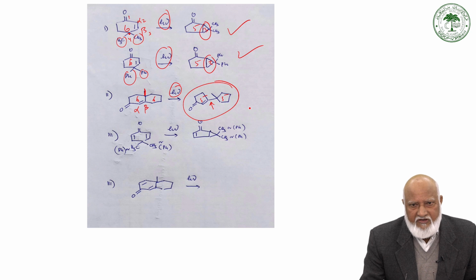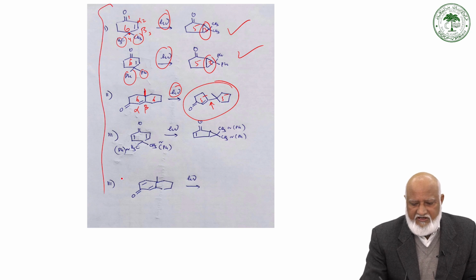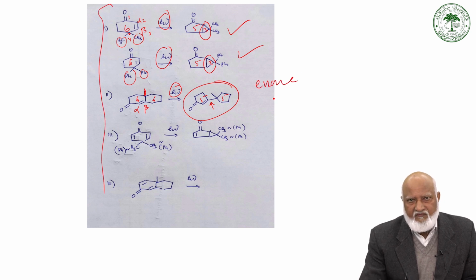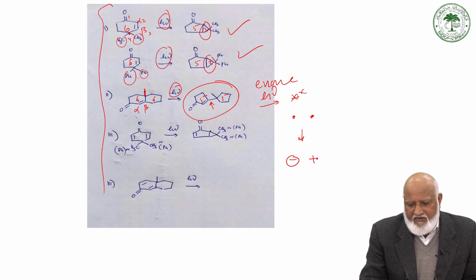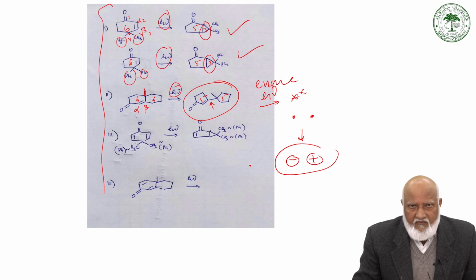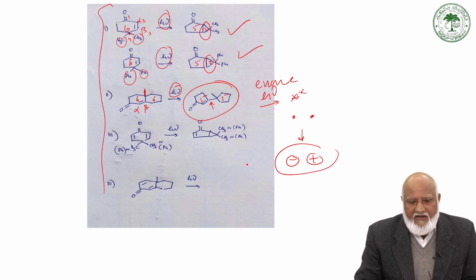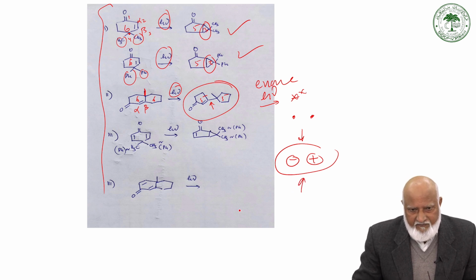This is also a very nice rearrangement, because in all these cases this is an enone system, and we have also discussed that in the case of an enone system, under photolytic condition it goes to an excited state. These excited states are diradical species. Conversion of a diradical species to a dipolar species is also well known and well established, and hence these rearrangements involve these dipolar species.